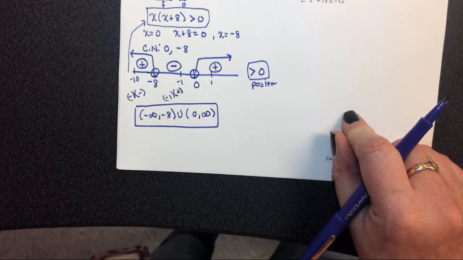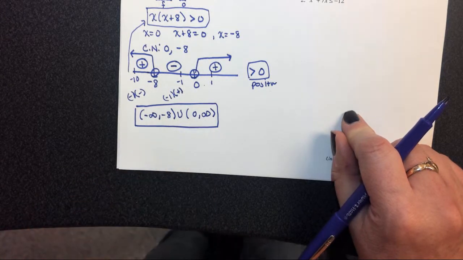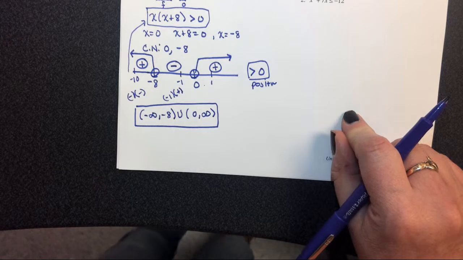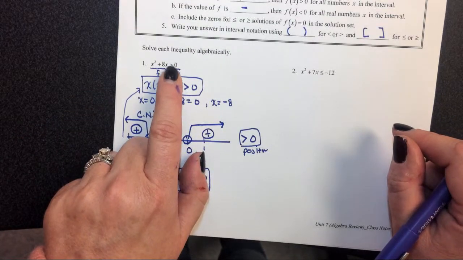If the circle was closed, then you would just be using a bracket before negative 8 and before 0. But how do you figure out what the circle is? You go back to your original inequality sign. If that's an equal to, then you know it is.